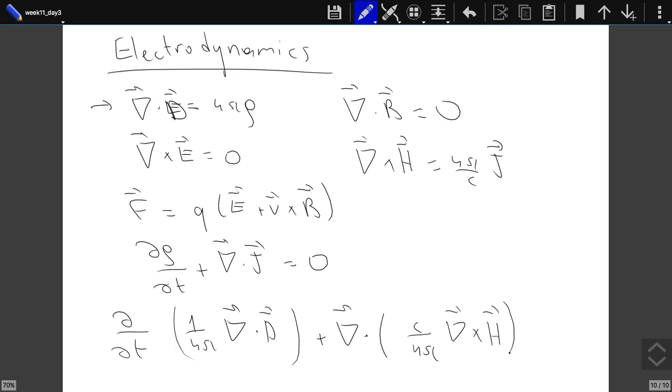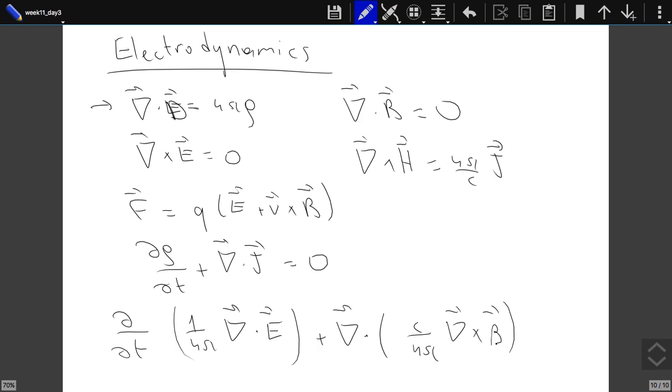Is the continuity equation valid for free charge only? I mean, can we apply this continuity equation for the free charge alone? Well, yes, if you want, let's just go to vacuum. In vacuum, all the charges are free.